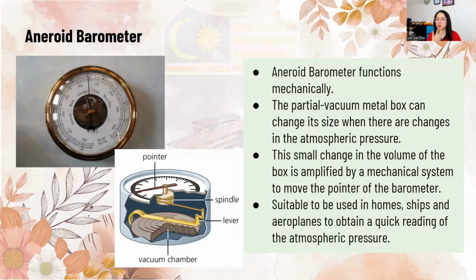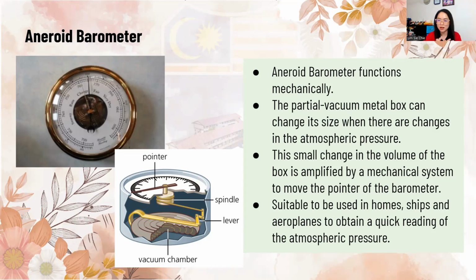But if you want to go hiking or mountain climbing, it's better for you to bring an aneroid barometer. Now, the aneroid barometer functions mechanically. Why do I say so? Compared to the Fortin barometer, you cannot bring that one because the Fortin barometer has mercury inside. So that's why it's more accurate compared to the aneroid barometer. But I want to say this, the mercury barometer is also accurate. How does the aneroid barometer work? Now, this is very interesting and very amazing.